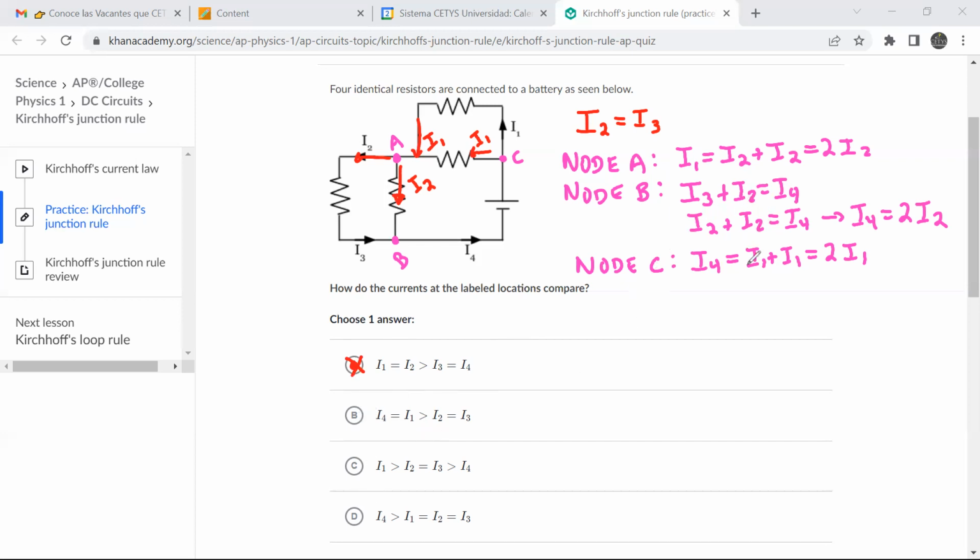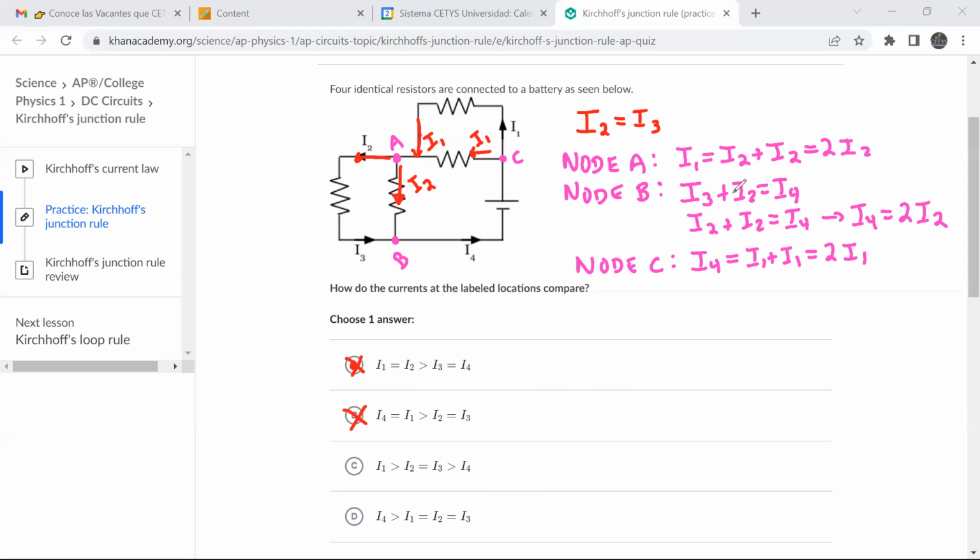Is I4 equal to I1? It's bigger. No, it's not equal. So this one would be eliminated as well. Which one is larger between I4 and I1? I4 is larger. So these 2 are still valid. Okay. Is I1 equal to I2 and I3? No. Is it?